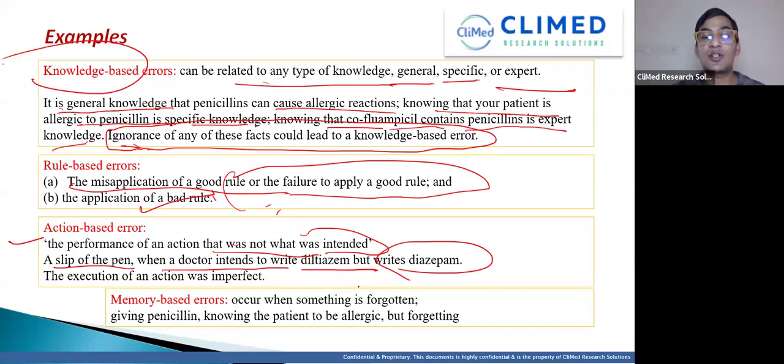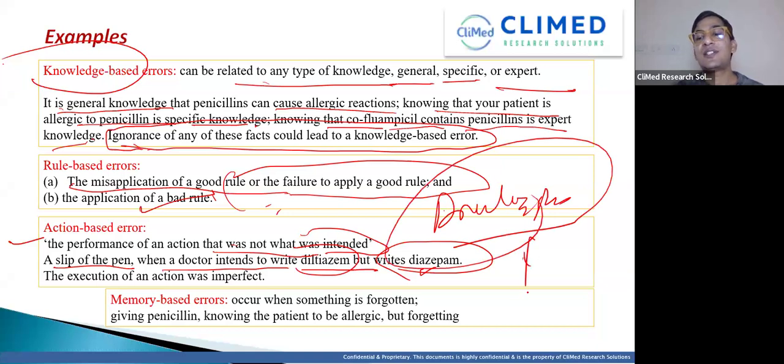For example, when the doctor wants to write diltiazem, but he is practicing diazepam more, he writes diltiazem, but the pharmacist dispenses diazepam. That is again an error, right? Memory-based error is when something is forgotten. You know that penicillin is an allergen, but you forgot that your patient is allergic to penicillin. That is a memory lapse, a memory-based error. But all are medication errors, right?